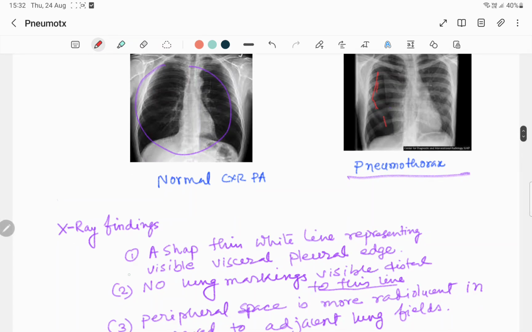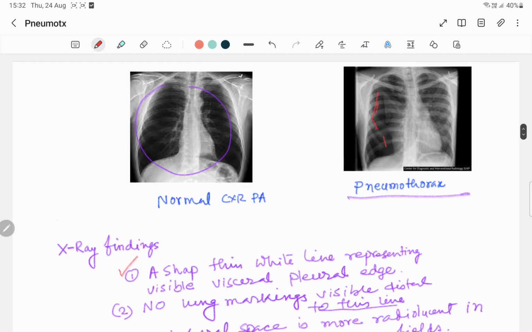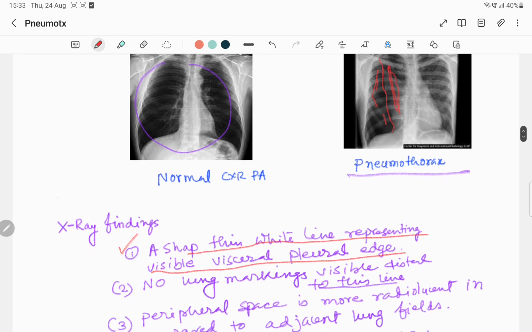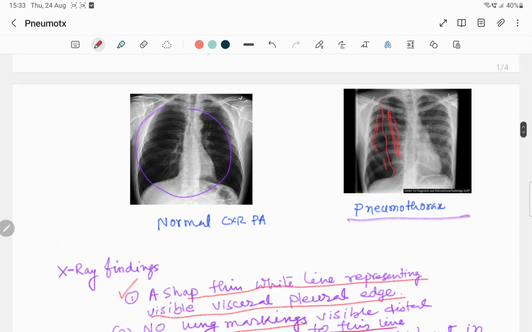Now, what are the extra findings we can have? Number one, a short, thin, white line representing the visible visceral pleural edge. This dense white line is representing the collapsed lateral edge of this collapsed lung. Okay. Number two, no lung markings visible distal to this line.